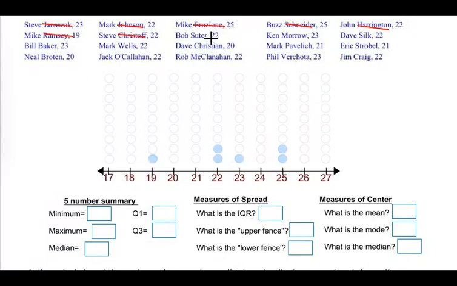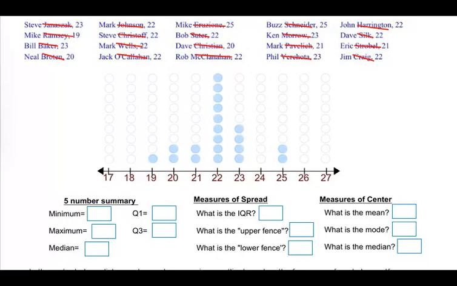Let's do Christoph, Suter, and Morrow: 22, 22, 23. Silk, Baker, Wells: 22, 23, 22. Christian, Pavelich, Strobel: 20, 21, 21. Broughton, Jack O'Callahan from Charlestown, Mass., and McClanahan were 20, 22, and 22. Finally, Verkota and Jim Craig were 23 and 22.